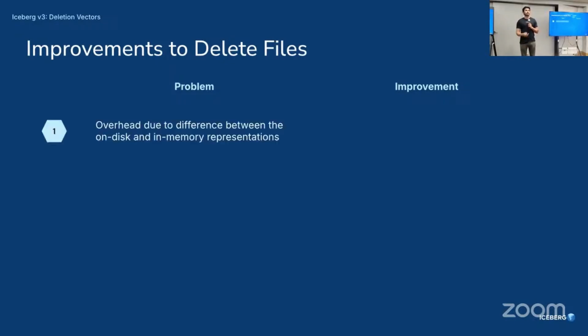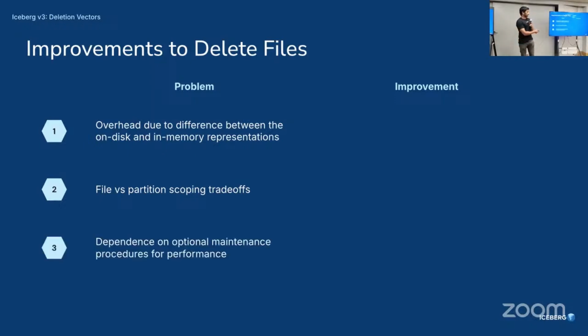The first one is what I just talked about, this overhead due to the difference between on-disk and in-memory representations. The second one was the trade-off between file scoping and partition scoping, where it affects the number of delete files you have, but then also with partition scoping, you're loading delete files that may not actually be relevant to the files that you're trying to read. You just happen to be accessing that partition, and now you pay the penalty of loading everything. And then finally, we also talked about this maintenance procedure, where you have to compact your delete files to avoid there being too many. And there are some issues with that because the maintenance procedures are entirely optional, which means you may run into scenarios where it may not be optimal to have that many delete files.